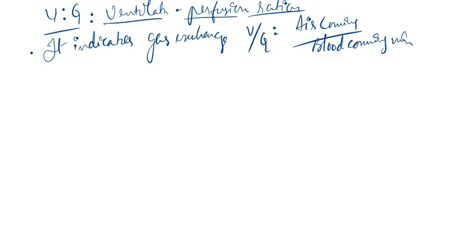Okay. This is alveoli, this is capillary. Now how much air is coming to this alveolar surface, and how much blood is flowing through the capillary. This difference, how much air coming by how much blood flowing in the capillary, that is called the VQ ratio.